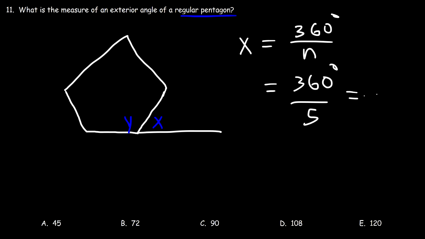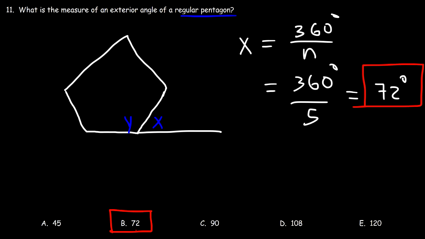And so this will give you 72. So that is the final answer. It's the simplest way to get to it, which means that B is the right answer. But now, what if you didn't know about this formula?